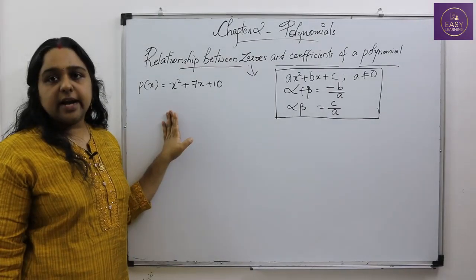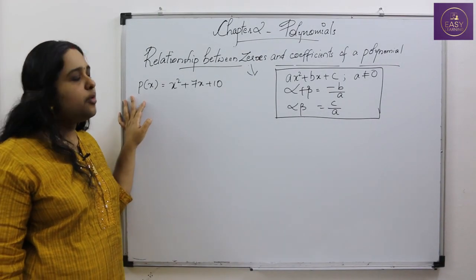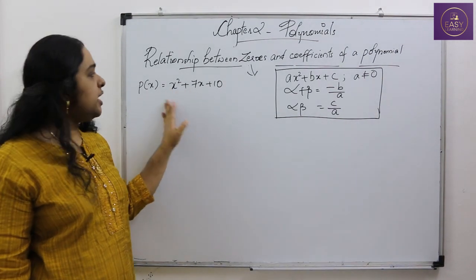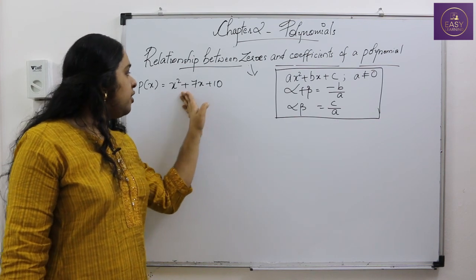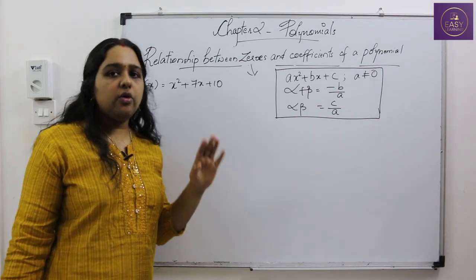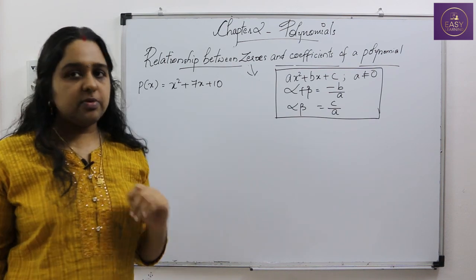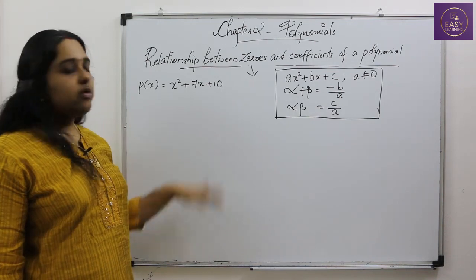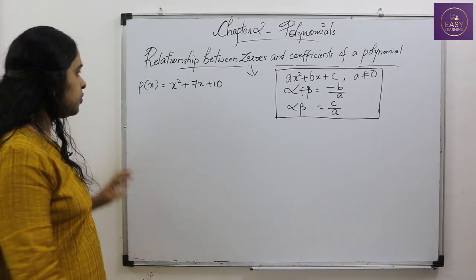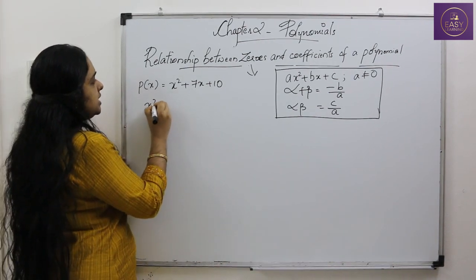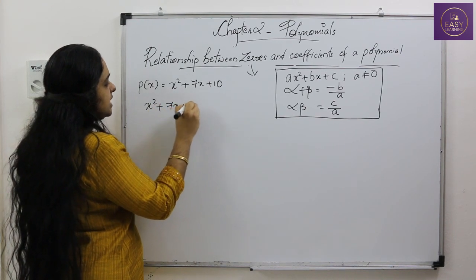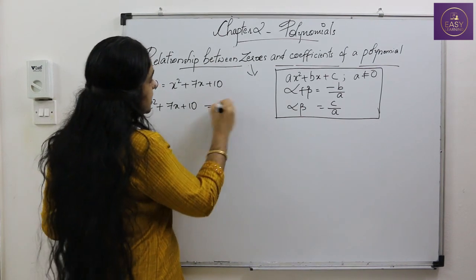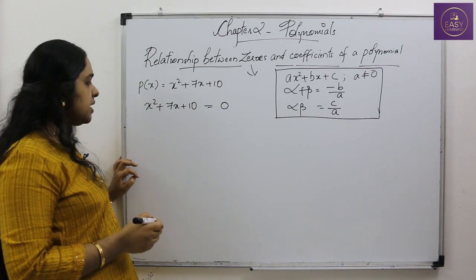Okay, let's do one example. Suppose we have a polynomial p of x equals x square plus 7x plus 10. We need to find the value of x. I hope you all know how to solve a quadratic equation. You have learned it before. So what's the method? We equate it to zero: x square plus 7x plus 10 equals 0.